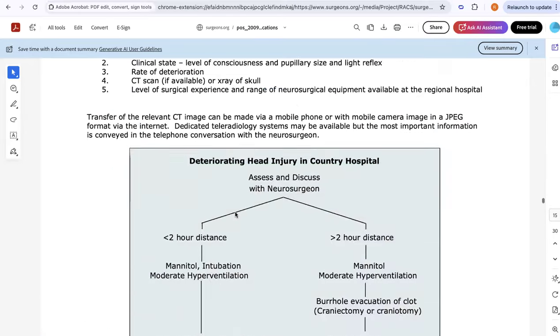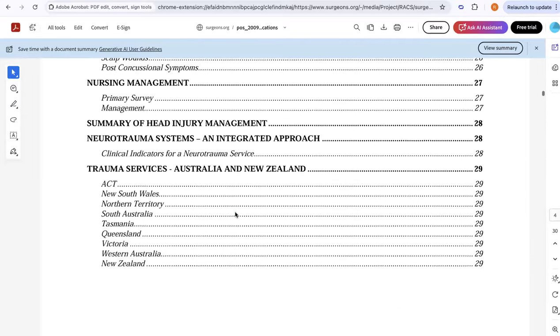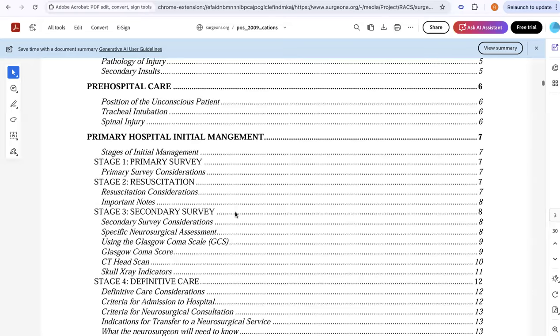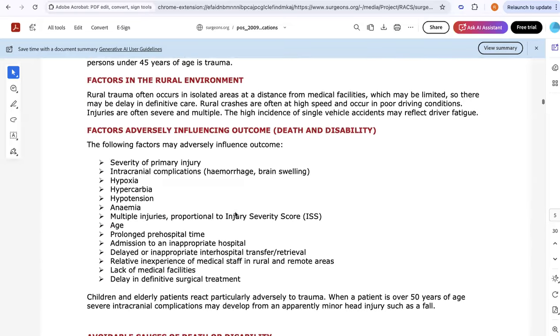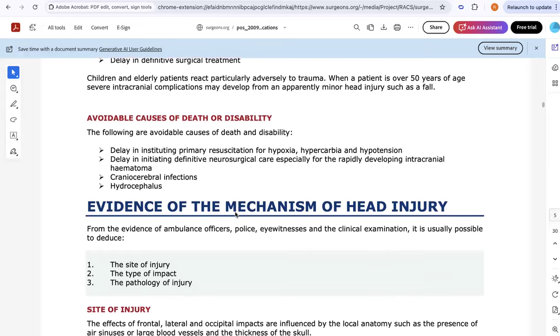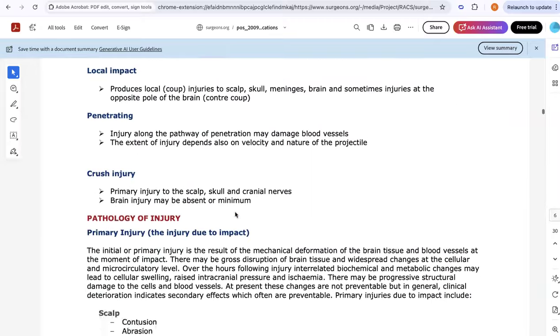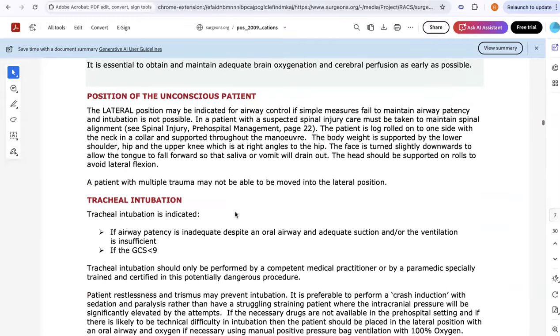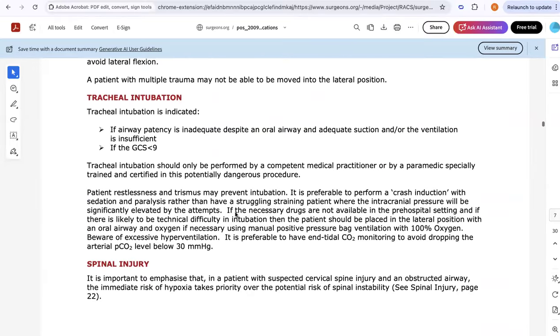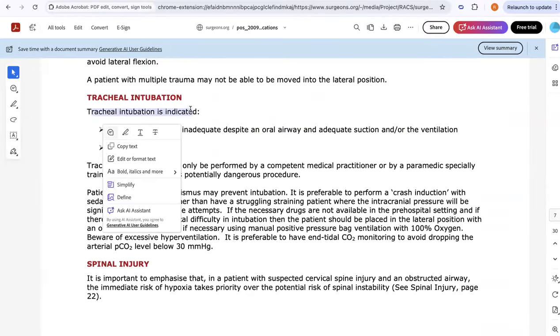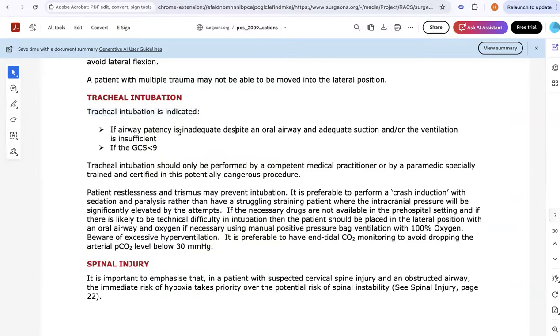This is a guideline on managing a head injury in a rural setting in Australia. There's a lot of things to know from here, and it is a good guideline even for surgery preparation because a lot of questions come from here, just because it is a topic related to surgery. So you can read that. I'm not going to go through all of this because it's not going to be helpful at the moment. So we can see that tracheal intubation is indicated if airway patency is inadequate or the GCS is less than 9, which you already know.